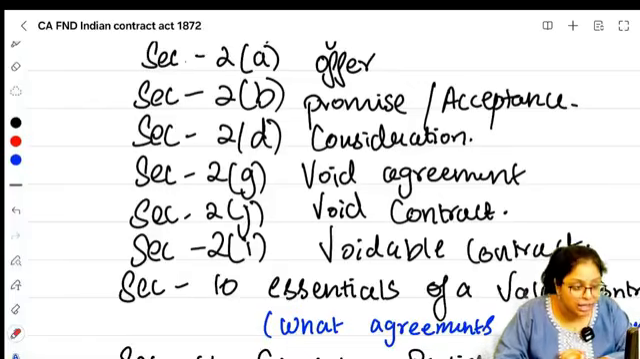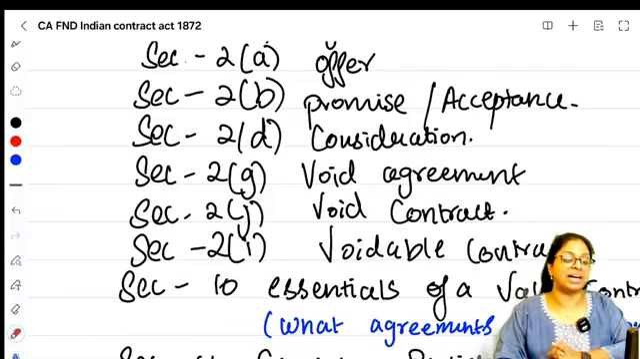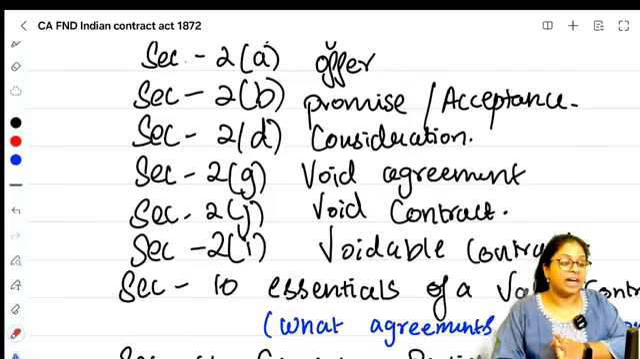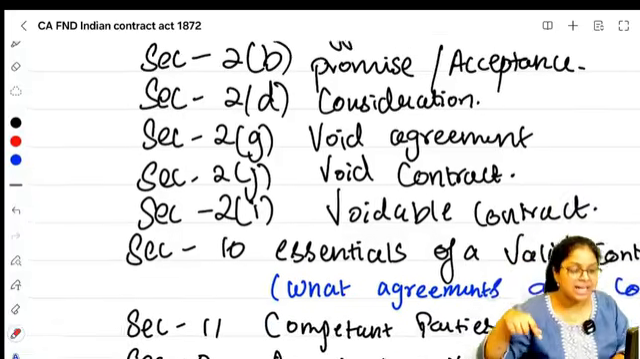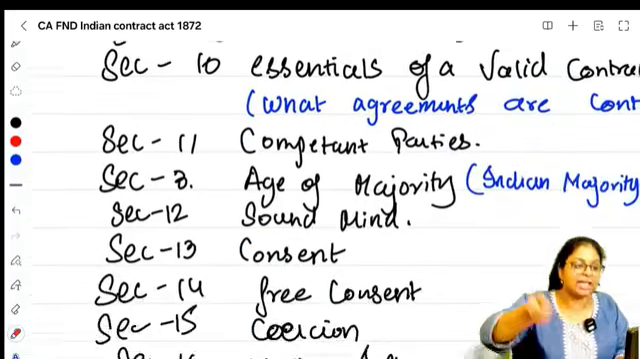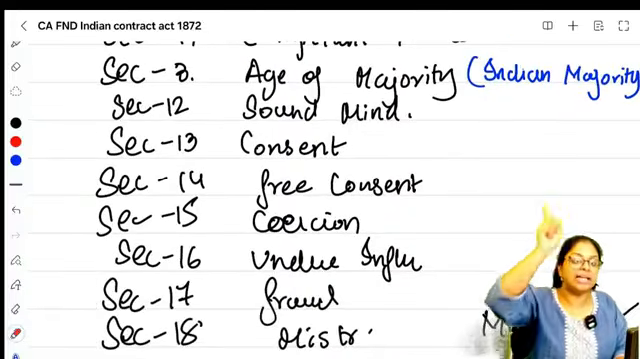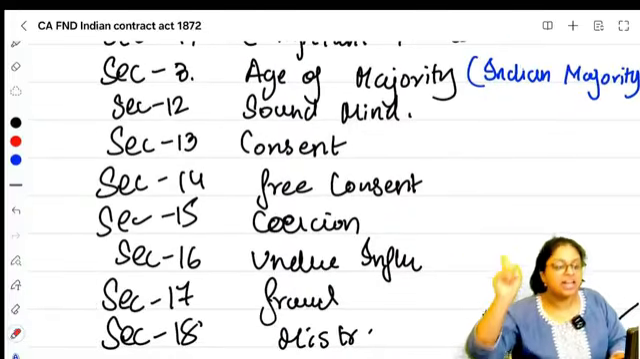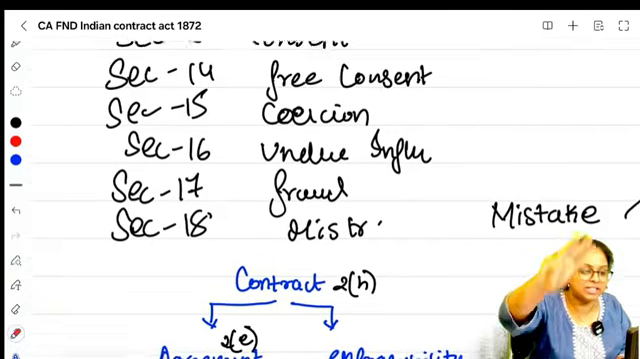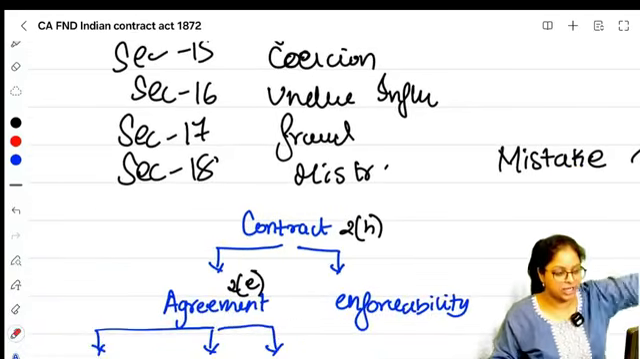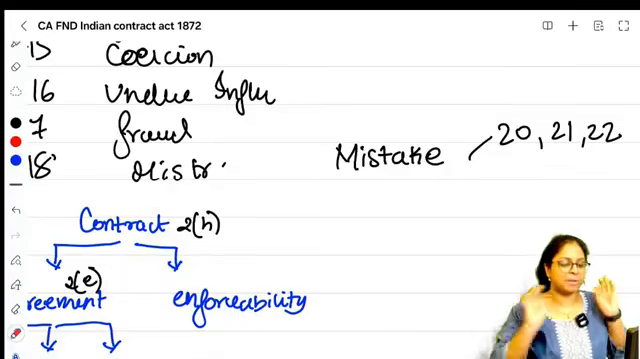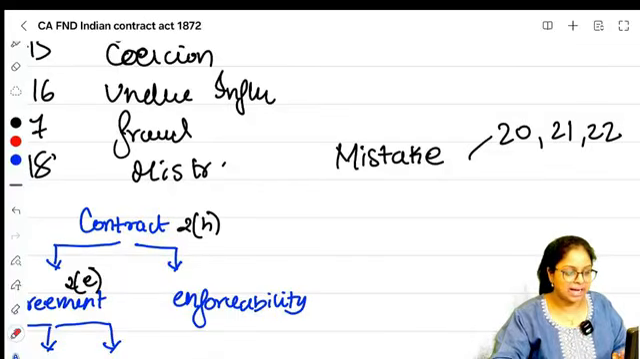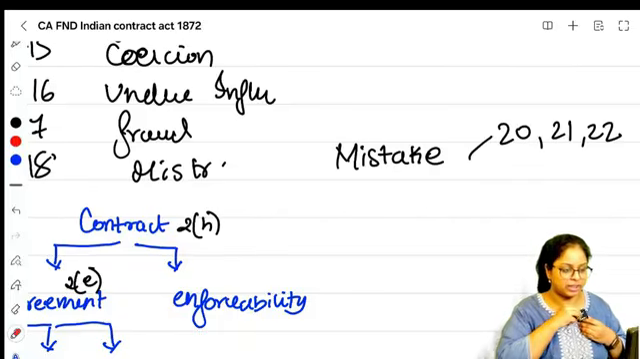For void agreement, it is 2G. For void contract, it is 2J. For voidable, it is 2I. And essentials of a valid contract is section 10. Section 11 talks about competent party. 12 talks about sound mind. 13 is consent. 14 is free consent. 15 is coercion. 16 undue influence. 17 fraud. And 18 misrepresentation. Leave 19, 20, 21, 22 is mistake. Is that absolutely clear, guys? Right till here, is it absolutely clear?